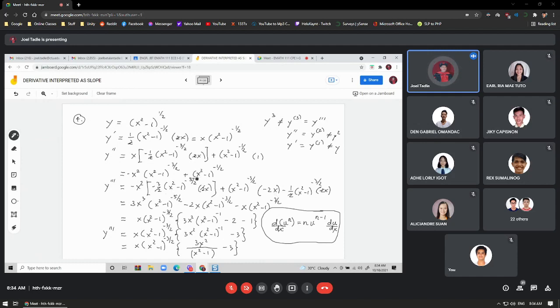Then, there is a second term. Atong gamiton nga formula diri is the general power formula. So, balik na sa taas power formula, negative 1 half, then multiplied by u, which is x squared minus 1, raised to the power n minus 1. Negative 1 half minus 1 is negative 3 halves. Then, multiplied by the derivative of u, which is x squared minus 1. So, the derivative of x squared minus 1 is 2x. Then, after that, simplify na dayon ta.